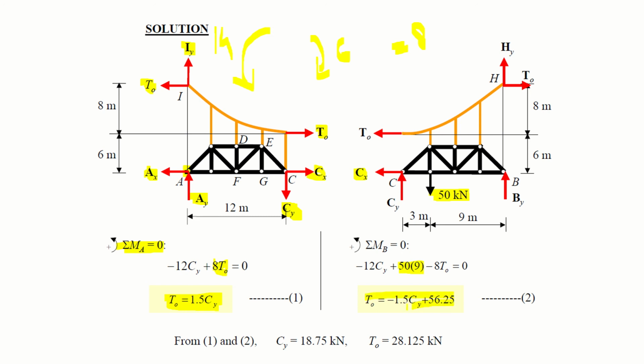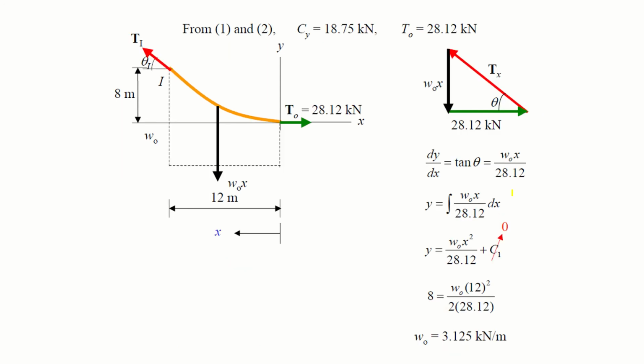Now you have got two equations and you have two unknowns, so by solving them, put T naught in this equation and you will get Cy is equal to 18.75, and using Cy here you will get T naught is equal to 28.125. So you know both the values, you got the value of T naught. Okay, now you have to solve it at I and at H, that what is the value.